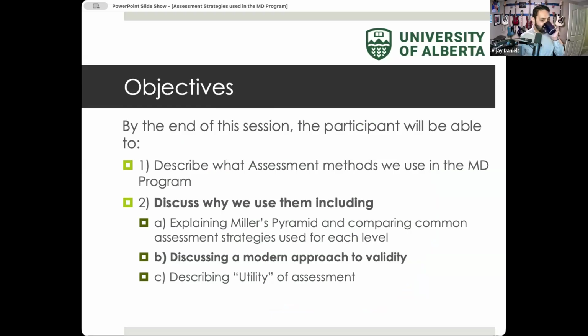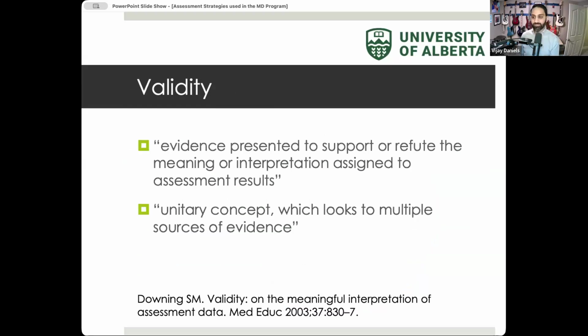And we're going to talk about something called validity, because that's actually the most important thing when we talk about assessment, is validity. And you may have heard of different terms of validity in the past. We have sort of a more modern view where it really is a unitary concept. And essentially the question we're asking is, what's the evidence you present to support or refute the meaning or interpretation assigned to these assessment results?